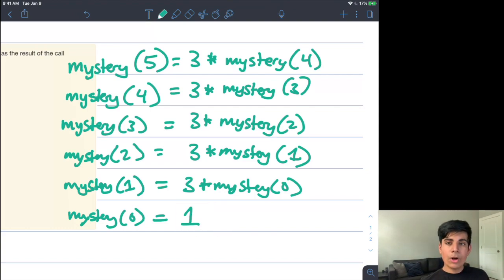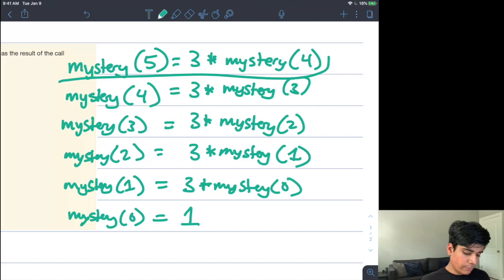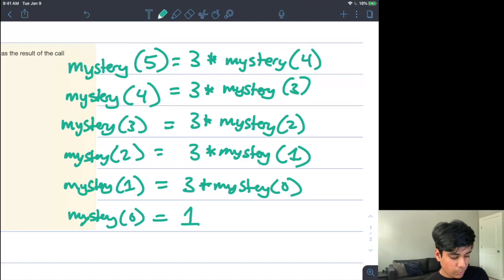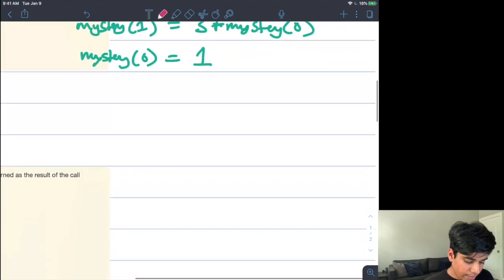So now you may be wondering, well, what's next? You haven't figured out what mystery 5 is equal to, and that's what the question is supposed to be. And that is exactly what we're going to do next. And we can now substitute in values. Let me give an example over here.